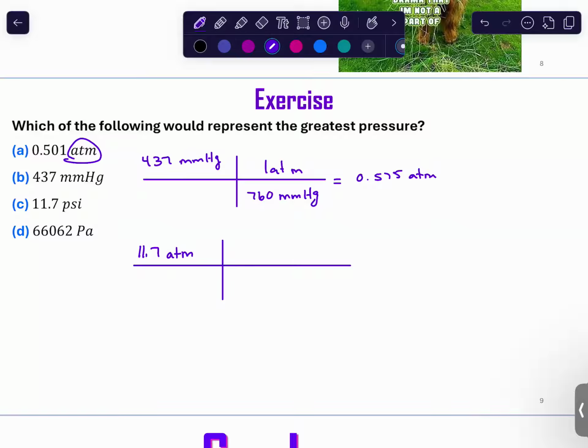Again, if you have your computer out, go to Google and type in 11.7 atmospheres in PSI. Google's real good at translating. You should get a, yep. So now C is the largest one. Now that will help with homework, but keep in mind, you can't use Google on exams. So you're still going to want to know how to do these conversions.